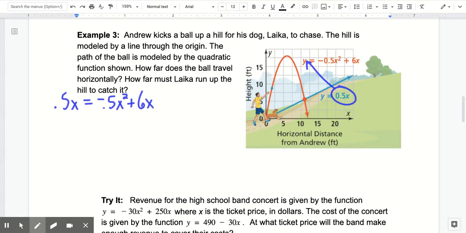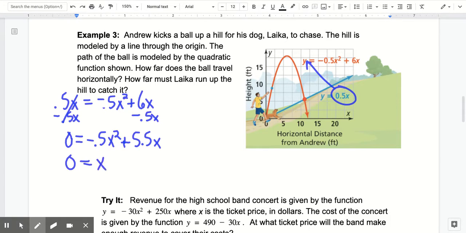Just like we did on the last one, we want this equal to 0 so that we can factor, use our quadratic formula, or whatever we end up deciding to do with it. I'm going to subtract 0.5x from both sides, which gives us 0 equals negative 0.5x squared plus 5.5x. This has a GCF. Let's factor out the GCF. Do you see that they both have an x that can be factored out? We can't actually factor this any other way, even though it's got weird decimals. So that gives us x times negative 0.5x plus 5.5.